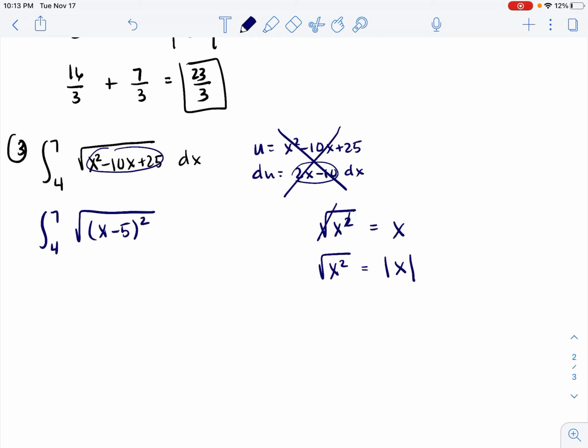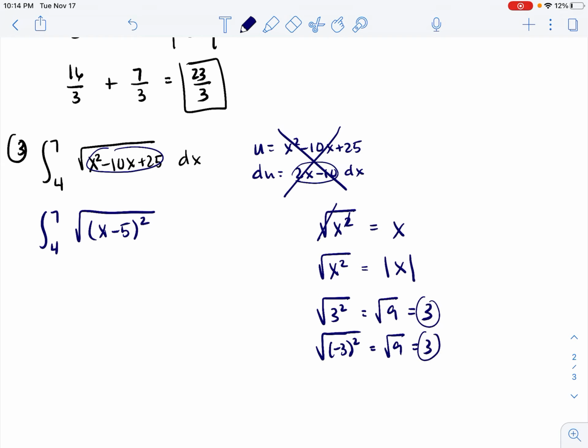Now, you might be thinking, why is that true? Well, look, if you had the square root of 3 squared, that's just the square root of 9, which equals 3. Now, let's try plugging in a negative number for x. Let's say we had the square root of negative 3 squared. This is still the square root of 9, which still equals 3. So notice both of these answers are positive.